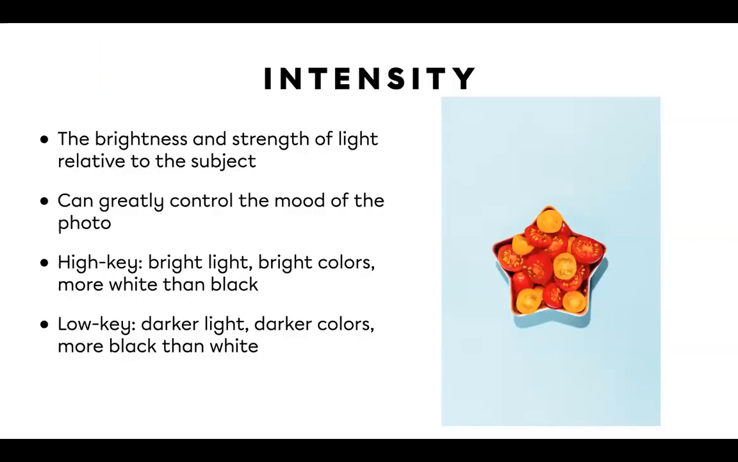Our second characteristic is intensity. The intensity is the brightness and strength of light relative to your subject. So this is very cool because intensity can greatly control the mood of your photograph. And what we have are two things. We have high key and low key, and not low key in the way that we talk about someone being low key angry, but high key is where we have really bright light and bright colors.